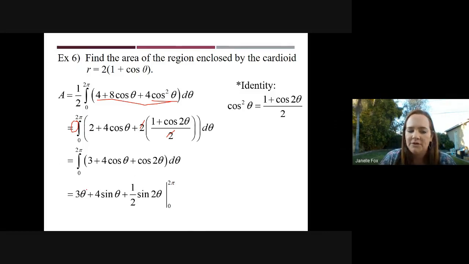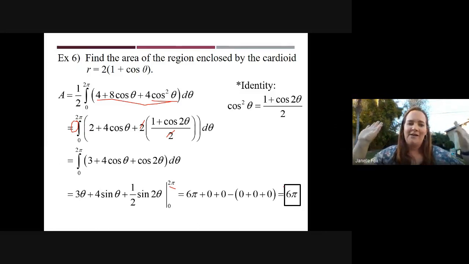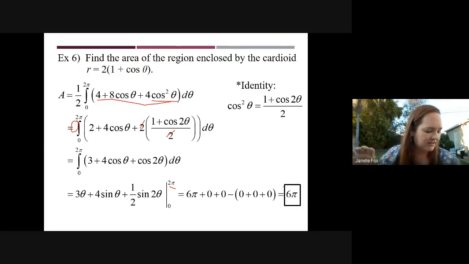Let's just plug in the numbers. If I plug in the 2 pi first, we get a 6 pi, and then sine of 2 pi and sine of 4 pi are both 0. I plug in 0, and everything turns out to be 0. So even though there was an identity in there, it actually turns out super cute, and the answer is just 6 pi. There it is.